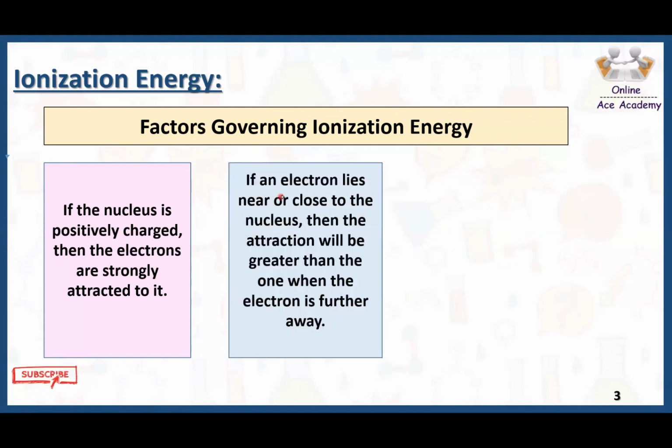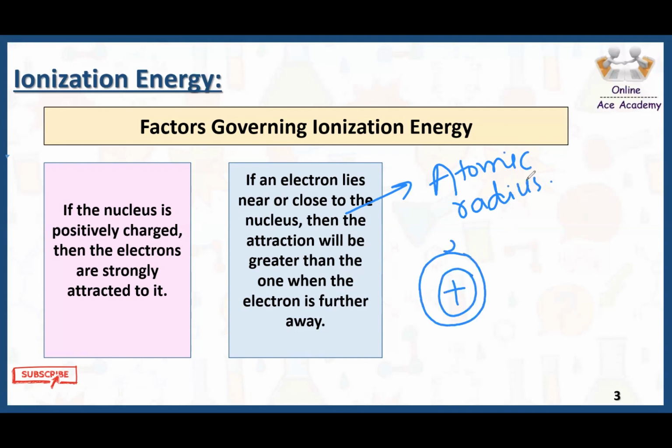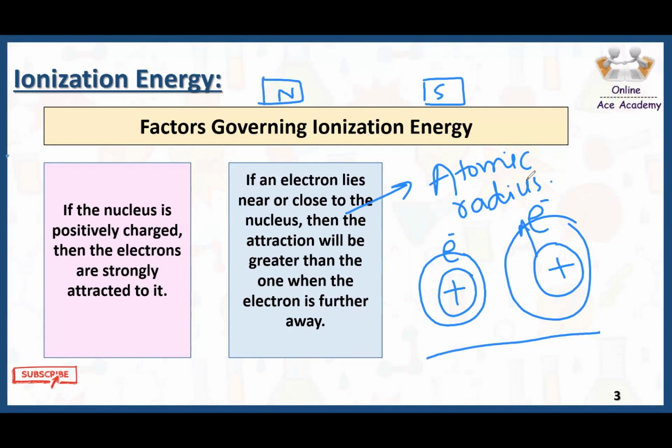If an electron lies near or close to the nucleus, then the attraction will be greater than if the electron is further away. Here they are talking about the atomic radius. If the radius of the atom is small, of course the nucleus hold on the electron is greater, and if the radius of the atom is greater, of course the hold of the nucleus on the electron will be lesser. Here the ionization energy will be greater for atoms that have a small atomic radius.